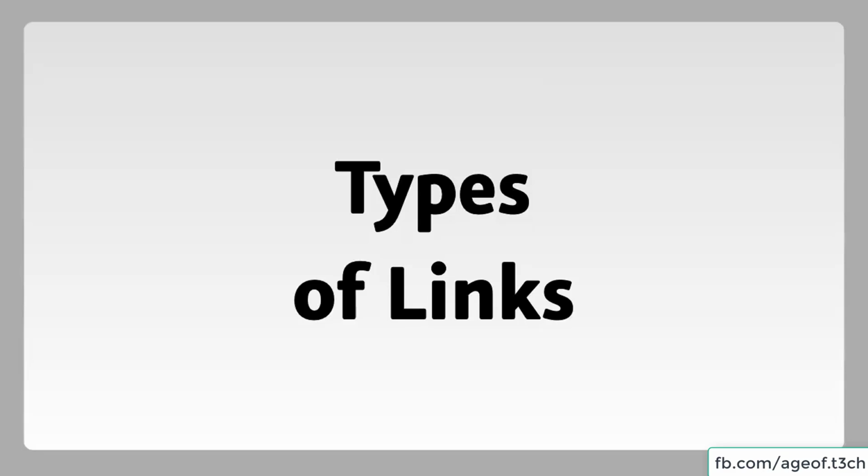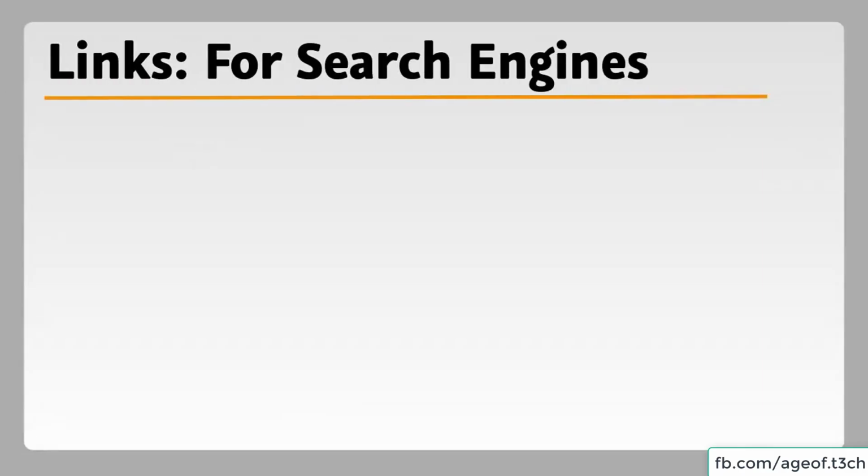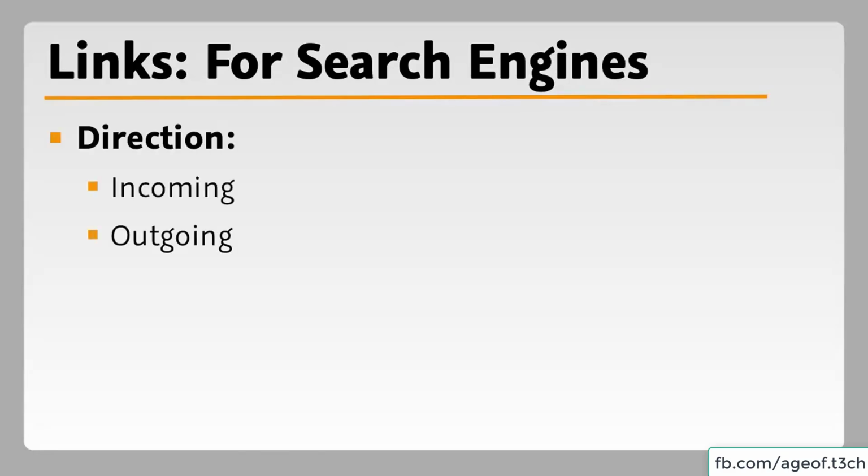There are many different types of links on a website. And so we need to understand what types of links are going to be worth more than other links. They're not all the same. So the first thing is we've got links coming in from other websites. We have links going out to other websites.